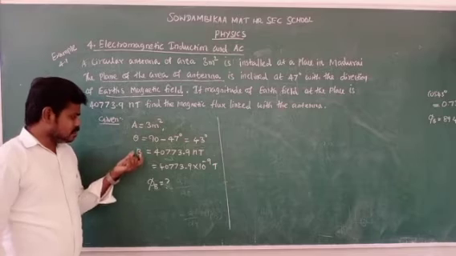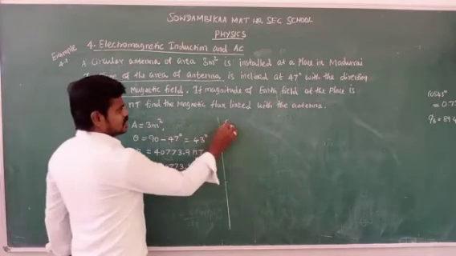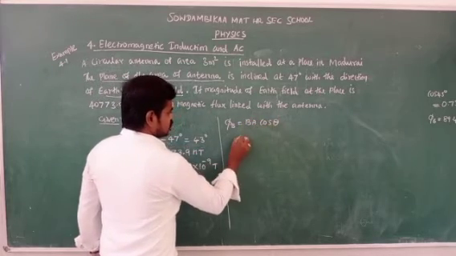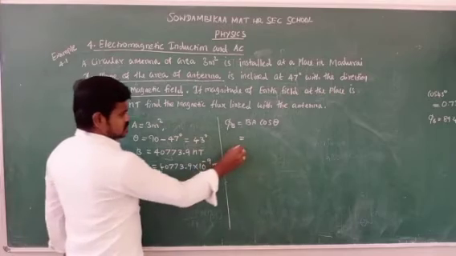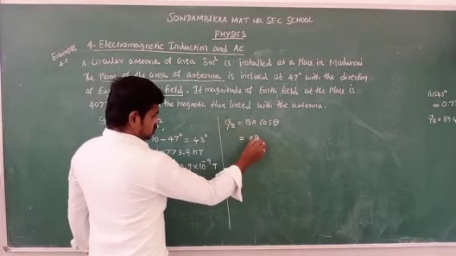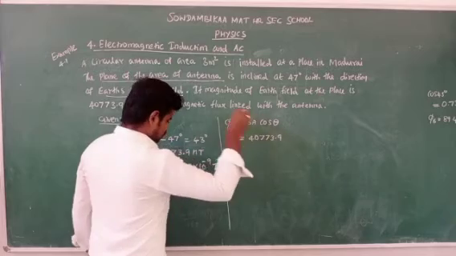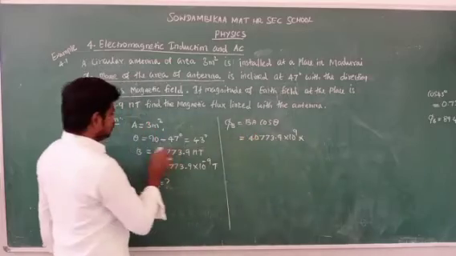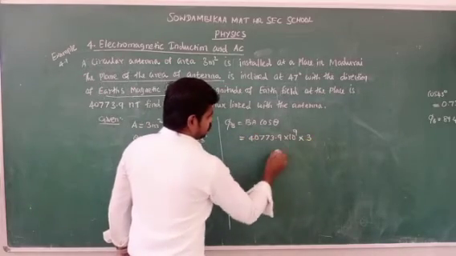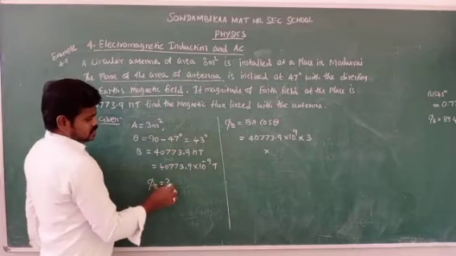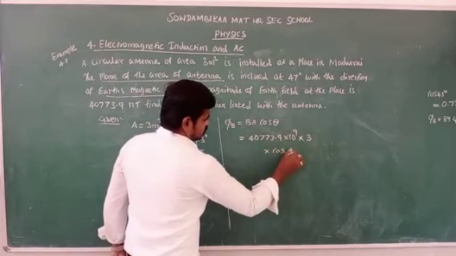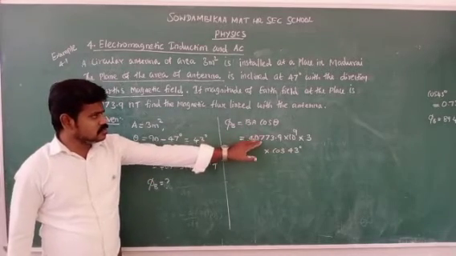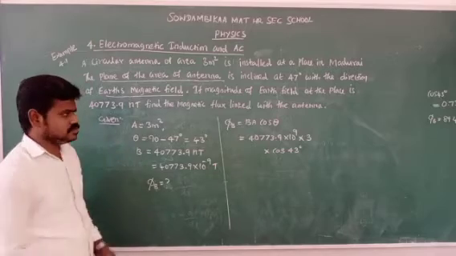Area given, theta, B, phi B question. Magnetic flux, phi B, is equal to BA cos theta. The value of B is 40,773.9 into 10^9, the A value is 3 meters square, 3 into cos 43 degree. Remember, it is just the substitution: the B value, the A value, then the theta value.